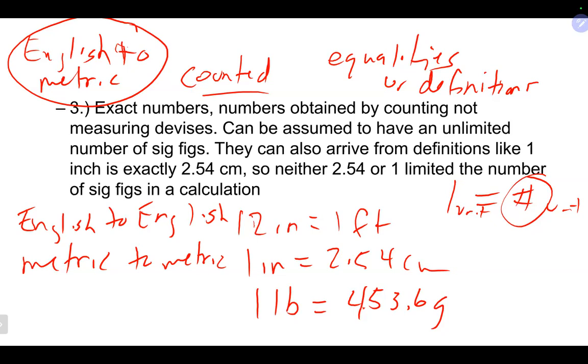Even in a situation where you might use some English to metric conversions, a lot of times the actual first number has fewer sig figs than those. So a lot of times you'll be okay in most cases, but again, not 100% of the time.